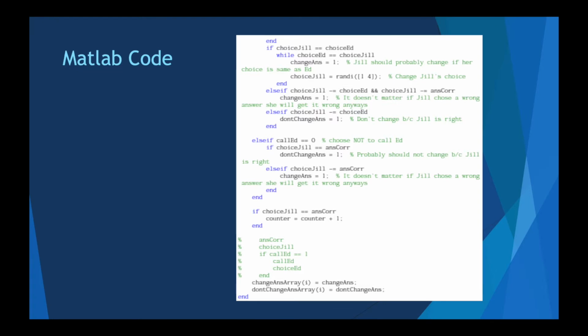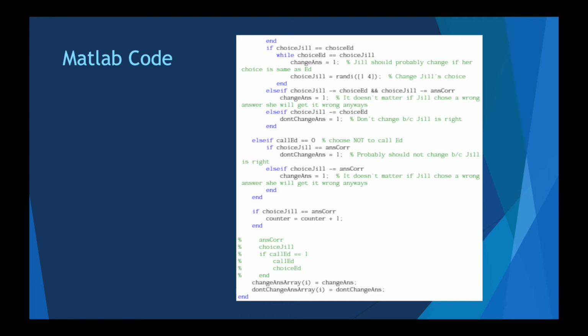Also, if Jill's answer and Ed's answer were both not equal to the correct answer, then Jill should also change her answer. Otherwise, if Jill's choice did not equal Ed's choice, then don't change because she has the right answer. If Jill chooses not to call Ed, and if Jill has the correct answer, then she should not change her choice. But if she does not, then she should change her choice.